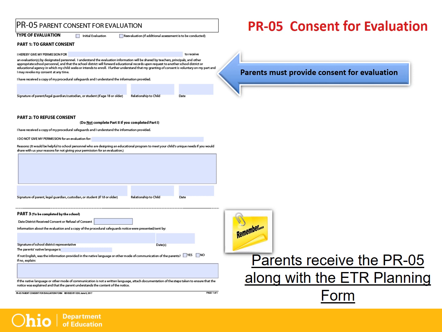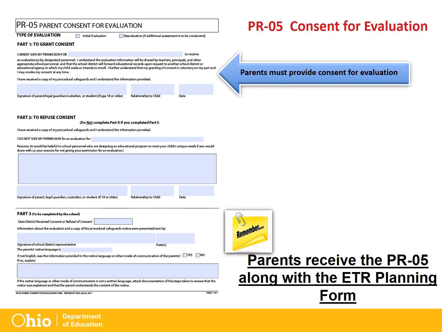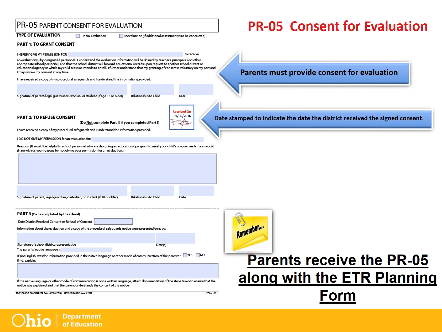At the end of the evaluation planning meeting, the district should present the parent with the consent for evaluation, the PR-05. This form documents informed written consent given by the parent or guardian, allowing the district to proceed with the proposed evaluations, assessments, and data collection. The PR-05 should be date stamped by the district to document the date the district received the signed parental consent.